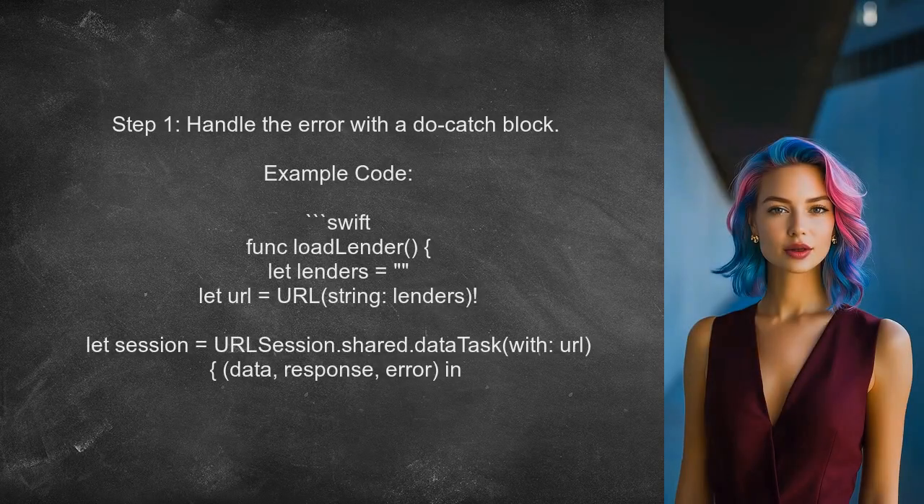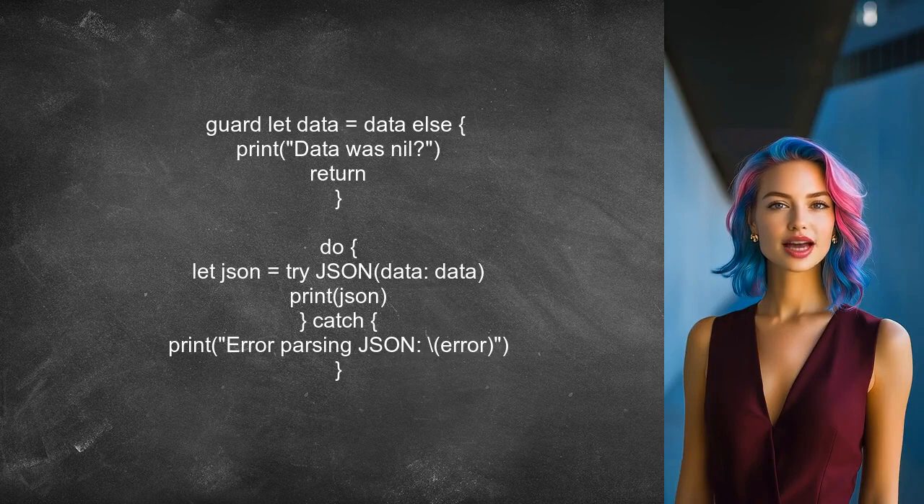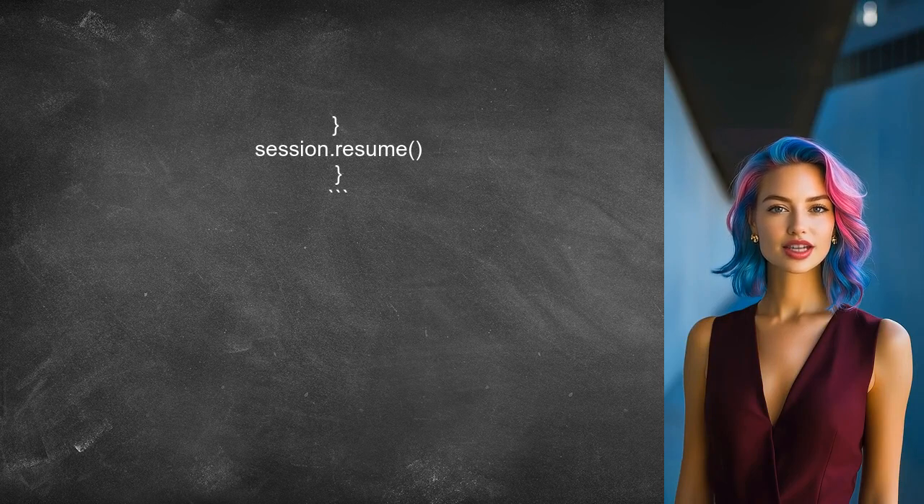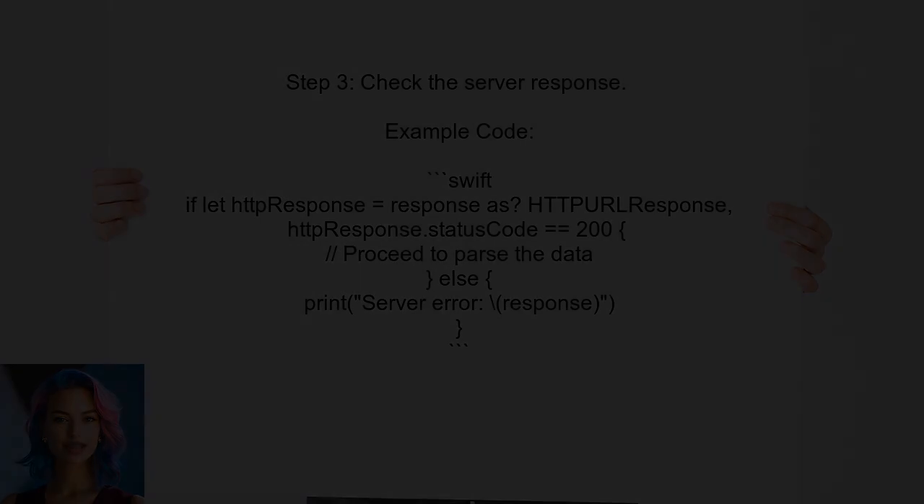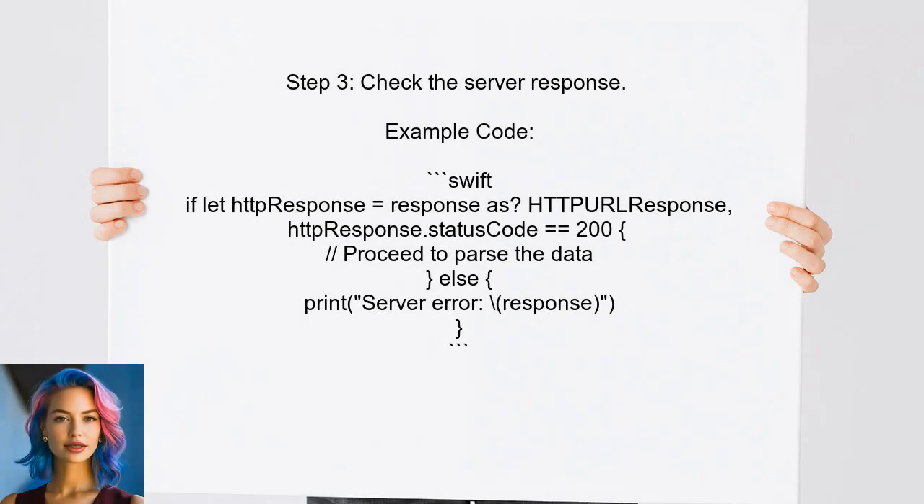To address the error message, the user needs to handle the potential error that can occur when making the network request. This can be done by using a do-catch block. Next, the user should ensure that the URL string is valid. An empty string will lead to a nil URL, which can cause the request to fail. After that, the user should check the response from the server. It's important to verify that the response is successful before attempting to parse the data.